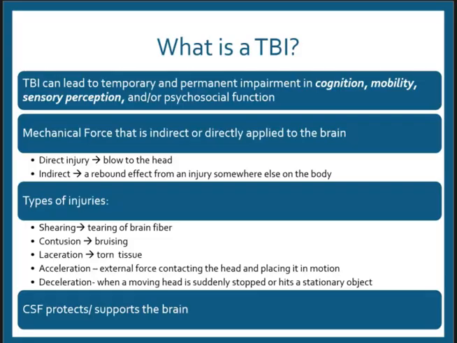Cerebral spinal fluid is there to support the brain and protect it. However, when you have that direct blow to the head with a rebound, sometimes there's nothing that can really protect the brain in that situation.